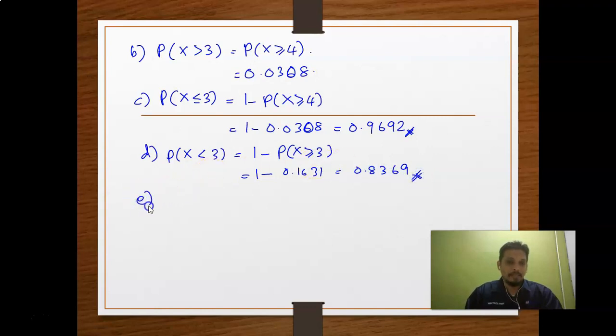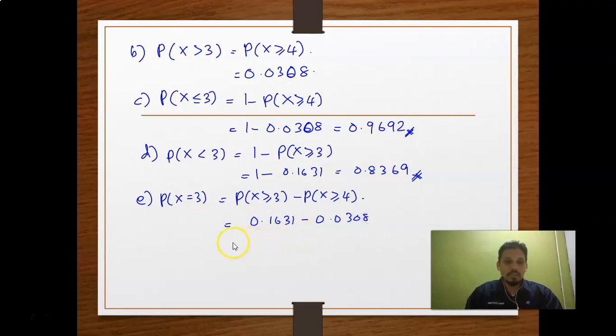Okay, and E, probability of x equal to 3. It is probability of x greater than or equal to 3 minus probability of x greater than or equal to 4. It is 0.1631 minus 0.0308 equal to 0.1323. There you go.